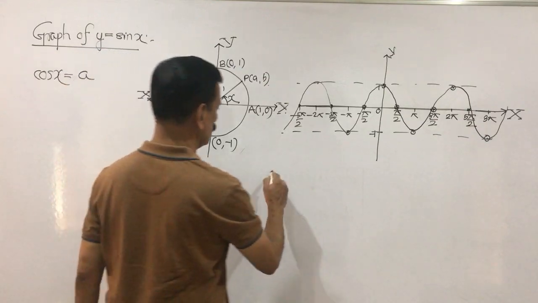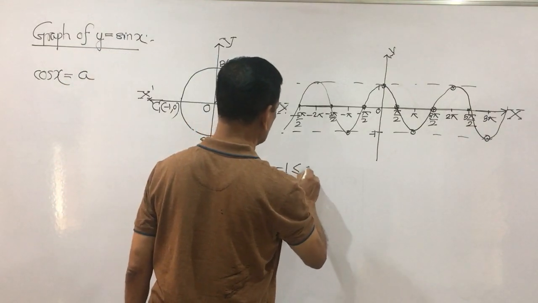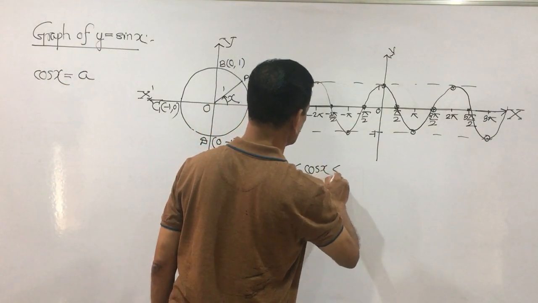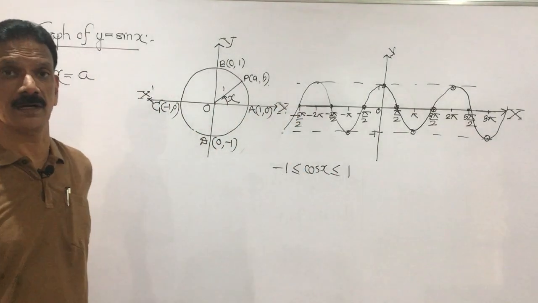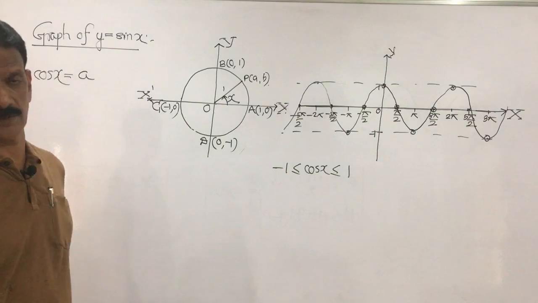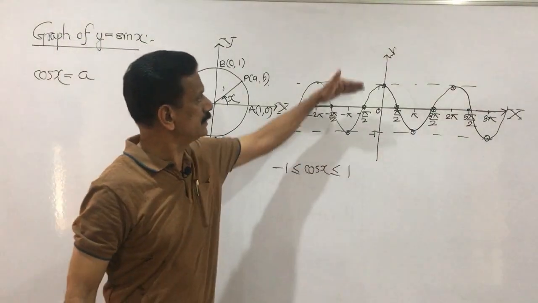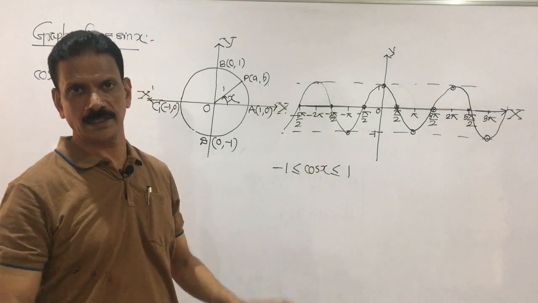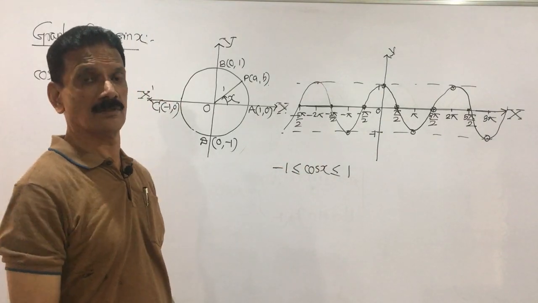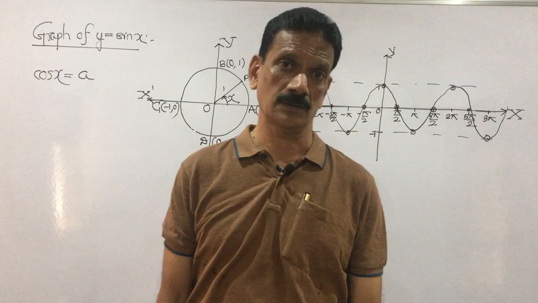So here also I write minus 1 less than or equal to cos x less than or equal to 1. So remember, my dear friends, the value of cos theta always lies between minus 1 and plus 1. So the maximum value is plus 1 and the minimum value is minus 1, not more than that. This is the graph of cos x.